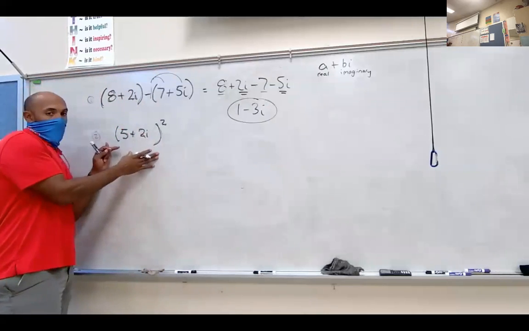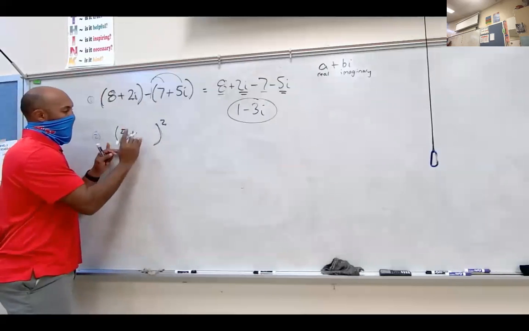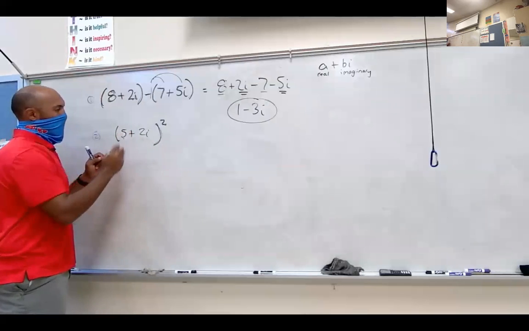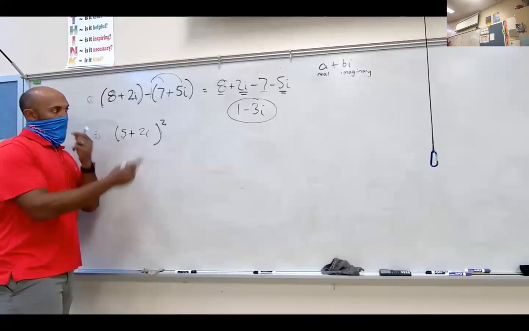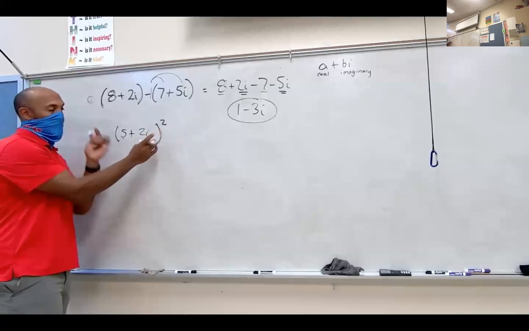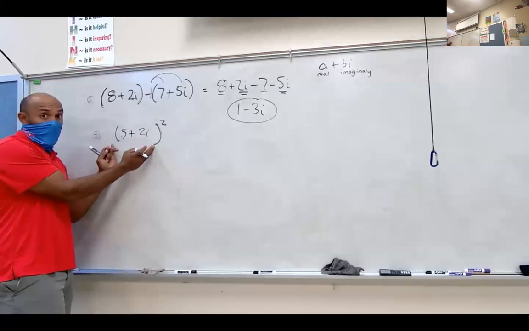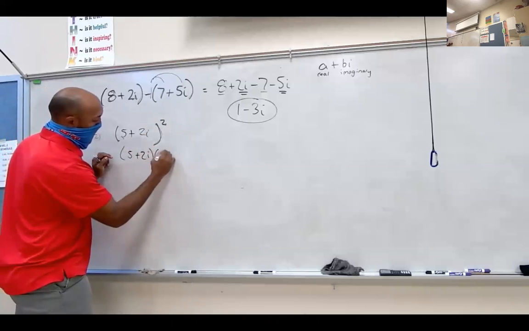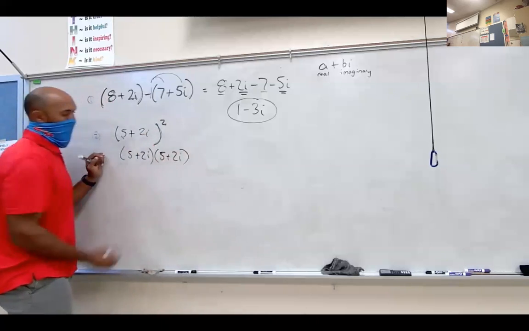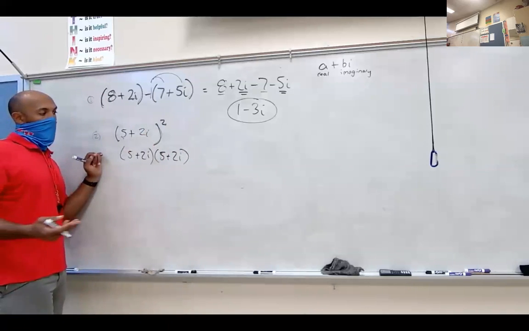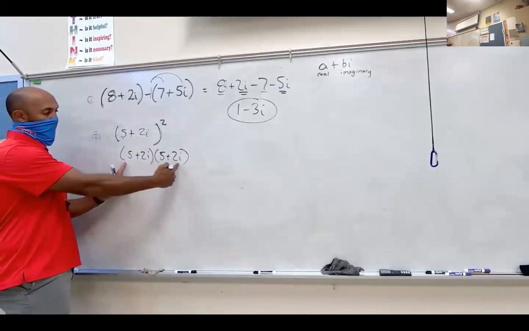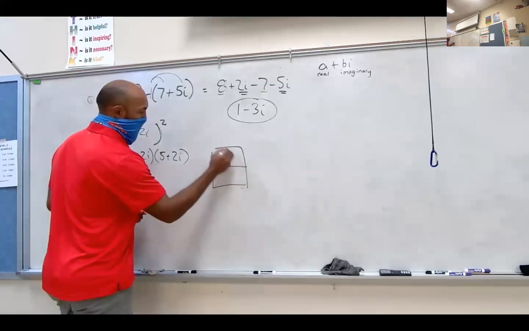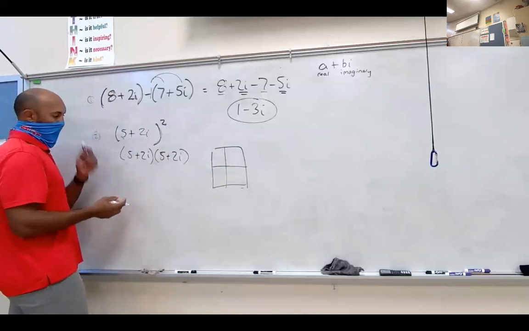Now when I'm working on this one, okay, the difference here, let's make that more clear there, is I'm multiplying. Now remember, when you see that square, that means that this factor is repeated twice. So I'm going to have 5 plus 2i written twice. And now I have to multiply it out. Now you can FOIL this, multiply the first, the outside, the inside, the last.